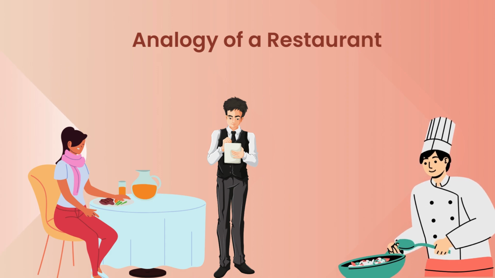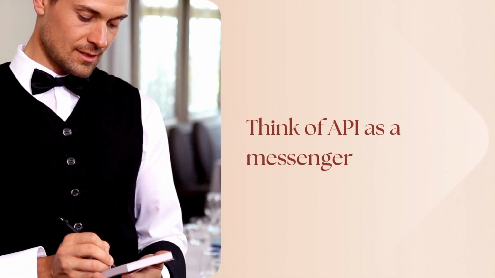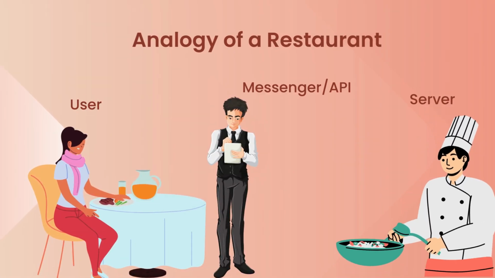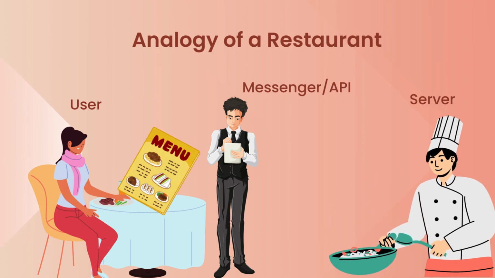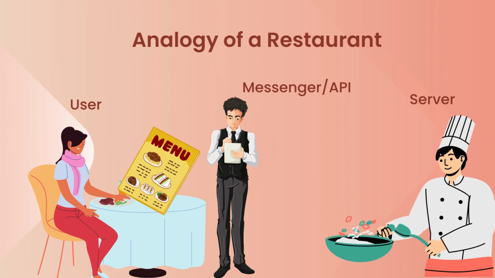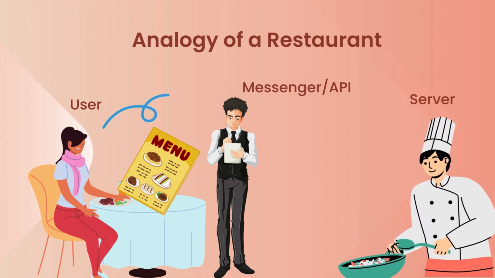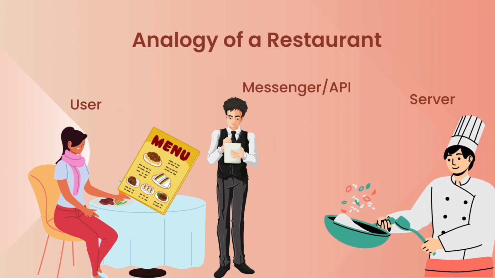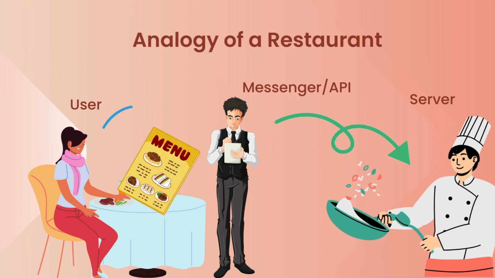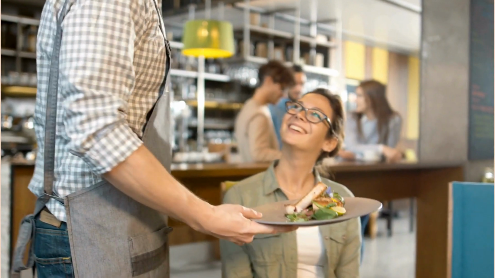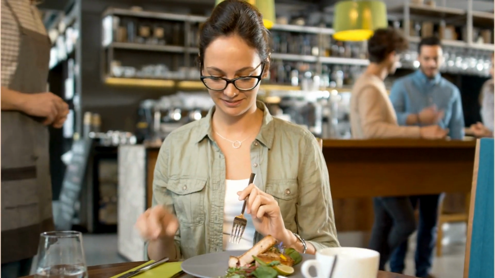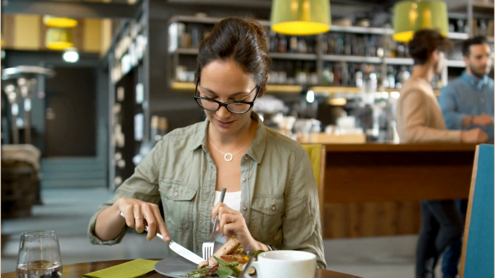Think of an API as a waiter. Your waiter is your messenger. You are the user, the chef is the server. You have a menu that has a list of all the dishes that the chef can make. When you place an order with the waiter, he doesn't make the food you ordered, but they take your order and relay your message to the chef. And when it is done, he brings back your food. So you got your food and it is up to you now how you want to eat it.